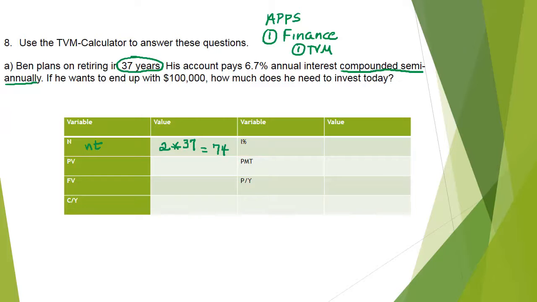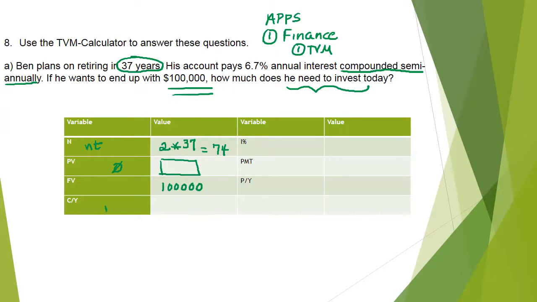Now it's asking you how much do we need to invest. So this is the value that you're looking for, okay? So this is what I want to know the answer to. When you get to this portion of your TVM calculator, you'll actually enter a value of 0 because that's what you're looking for. FV stands for future value. I want to end up with $100,000, so I'm going to put that in.